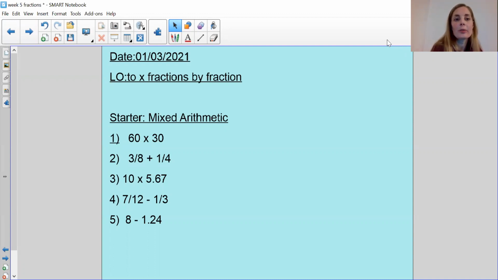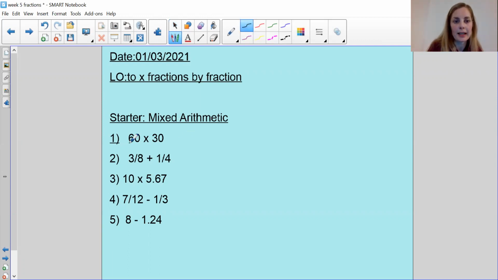So today we're going to be looking at our learning objective, which is to multiply fractions by another fraction. Now you're going to love this lesson today because it is so easy if you are paying attention and following. But for starters, we're going to be doing a bit of mixed arithmetic and going over some of those concepts that we've been looking at over the last couple of weeks. So if you'd like to pause the video now and try and answer those 5 questions in under 5 minutes. So off you go. Okay, so let's go through and mark it together.